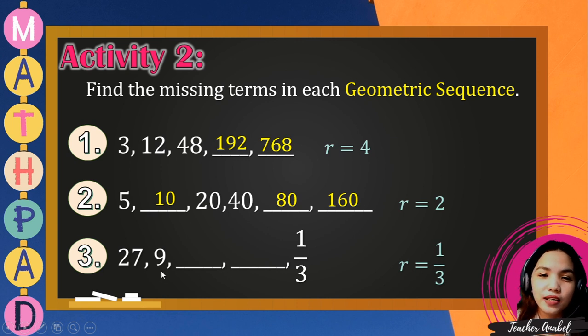Now, to find the third term, we multiply 9 to the numerator. So 9 times 1 is 9 and then divided by the denominator which is 3. So 9 divided by 3 is equal to 3. Then next, 3 times 1 here is 3 divided by 3, that is equal to 1. And 1 times 1/3 is 1/3.